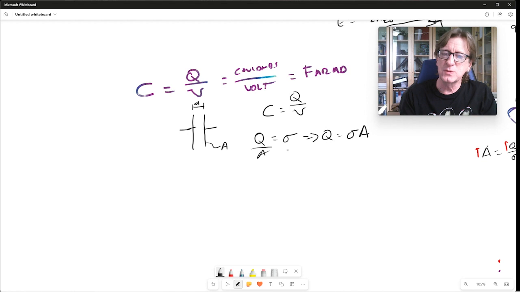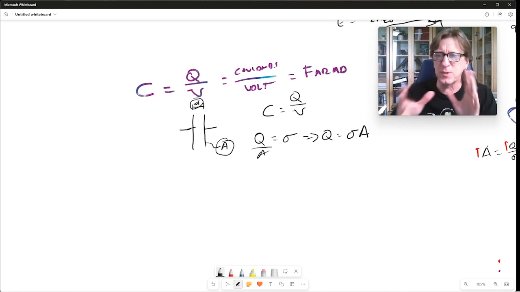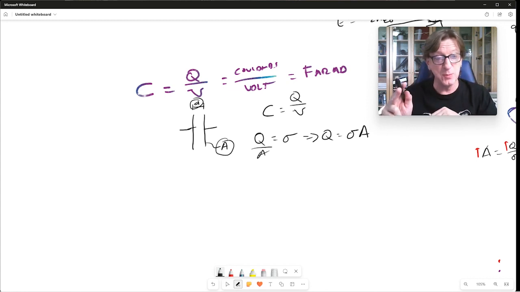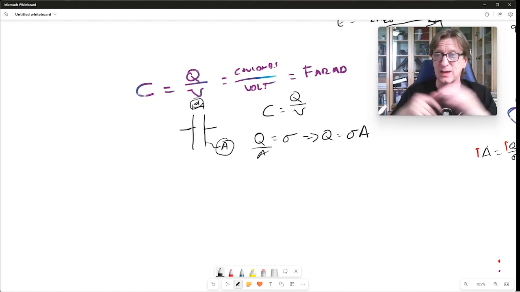Because remember, I want to express this in terms of area and the plate separation. So I look through my notes and I'm trying to find, okay, what will apply to this parallel plate capacitor? It has to apply to a parallel plate capacitor. Don't start trying to use point charges and things like that. Not everything is going to apply here, but this certainly does.